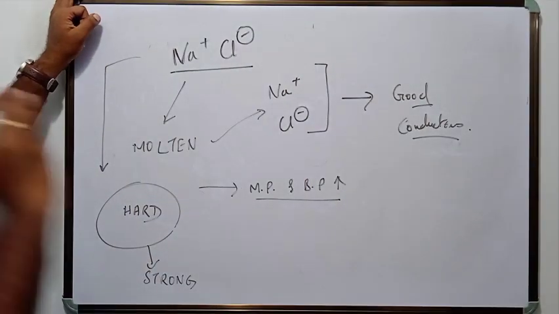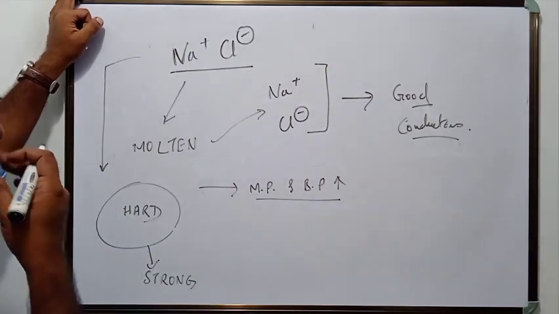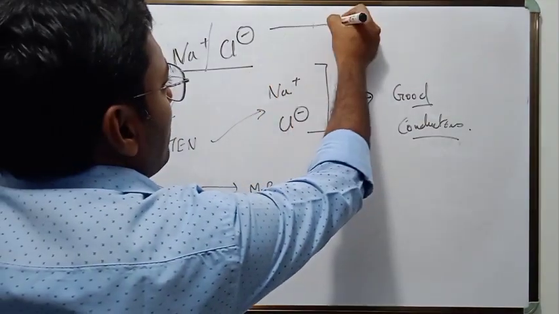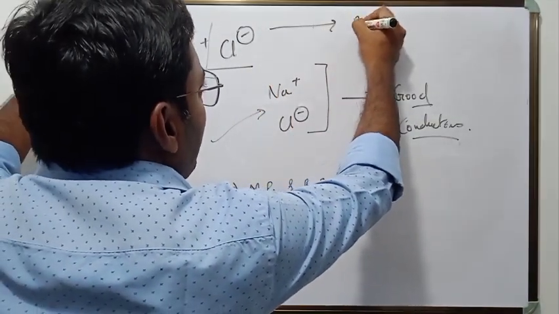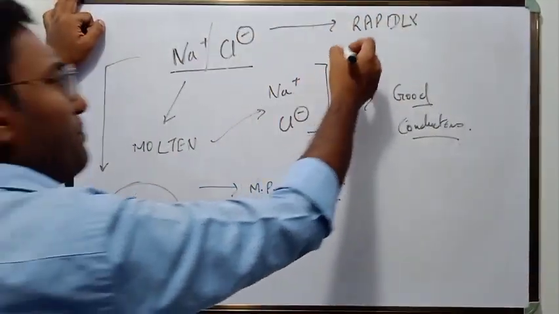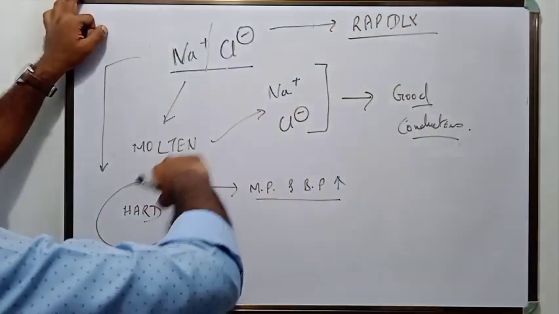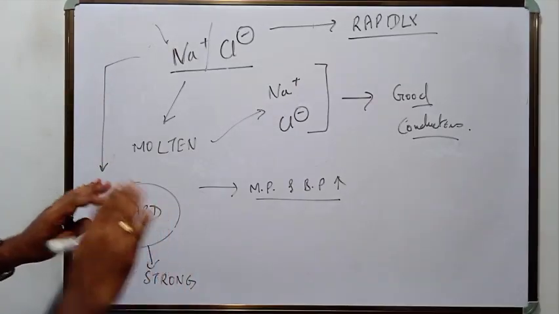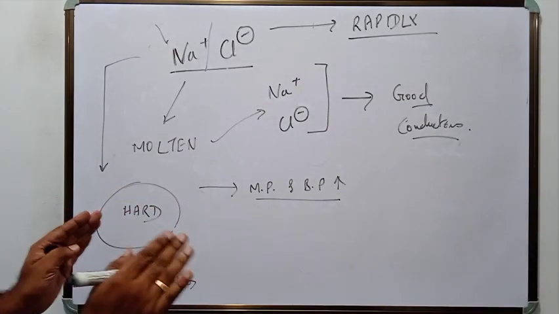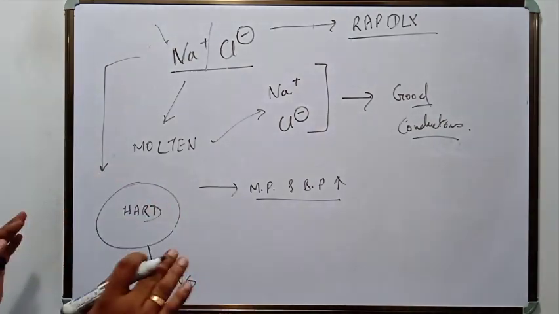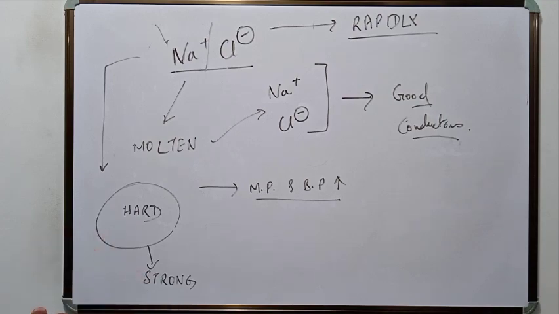The third thing is that they are polar. They participate in reactions very rapidly. Because they are polar, they can break easily. Anything positive can come and attach here, anything negative can come and attach here. So they react rapidly, especially in aqueous solution, where they will react very, very rapidly. So these are the properties of ionic compounds.